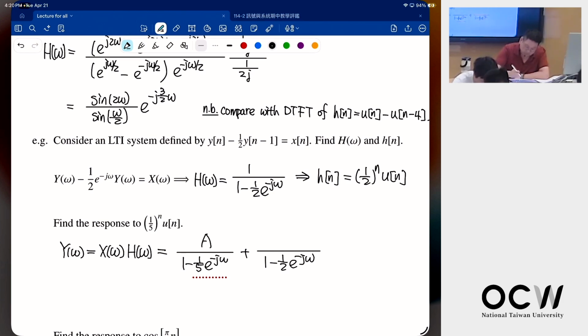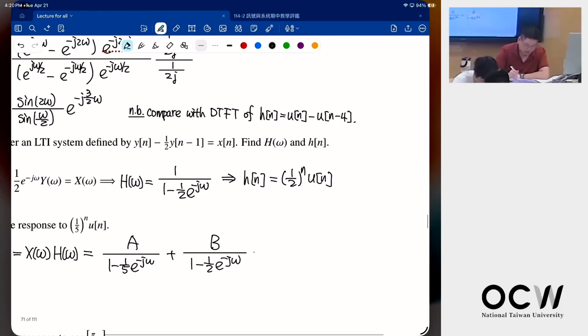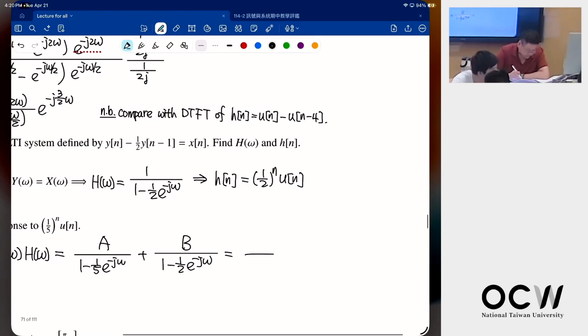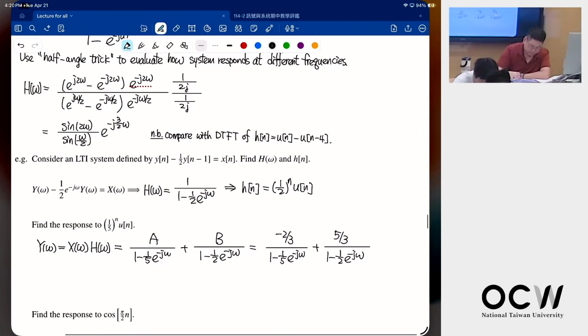Here are two coefficients. You should find the coefficients. A is minus 2 over 3. And then B is 5 over 3. Therefore, you can get the output in time domain.